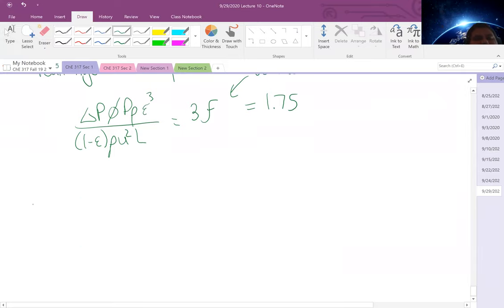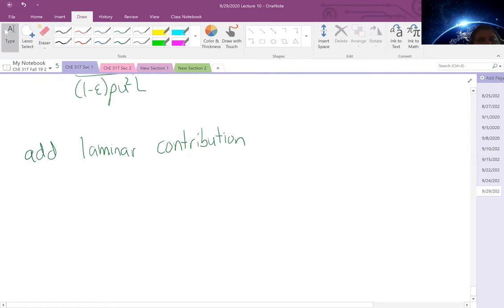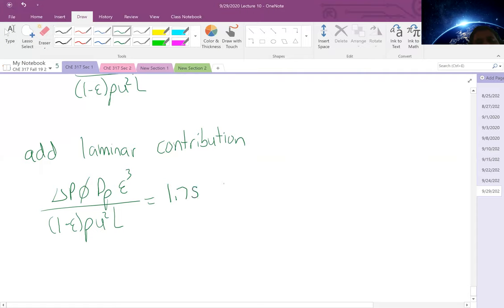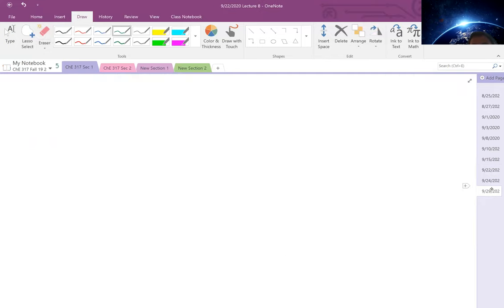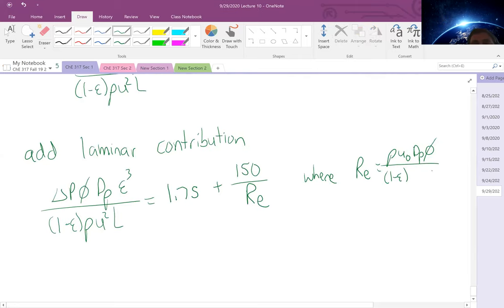And so what we can do is add a correction factor for the laminar contribution to the expression and say that delta P times phi times the diameter of the particle times epsilon cubed over 1 minus epsilon times rho u squared L is equal to 1.75 plus 150 over the Reynolds number, where for a packed bed, the Reynolds number is approximately rho times our superficial velocity times our characteristic length or diameter times sphericity divided by 1 minus epsilon times our viscosity.